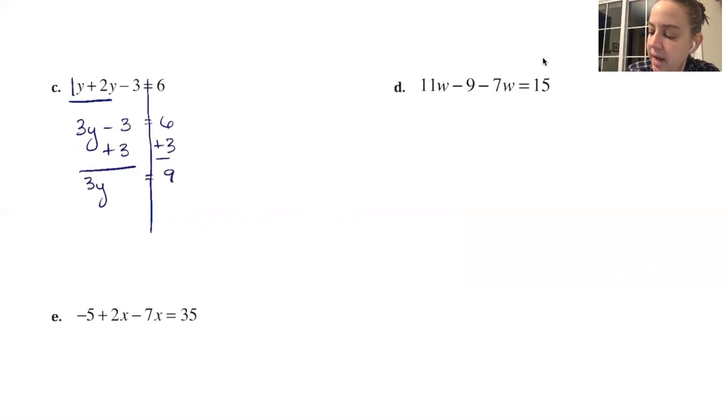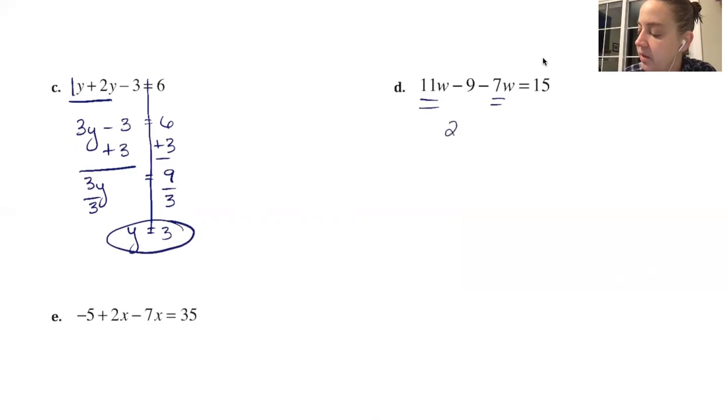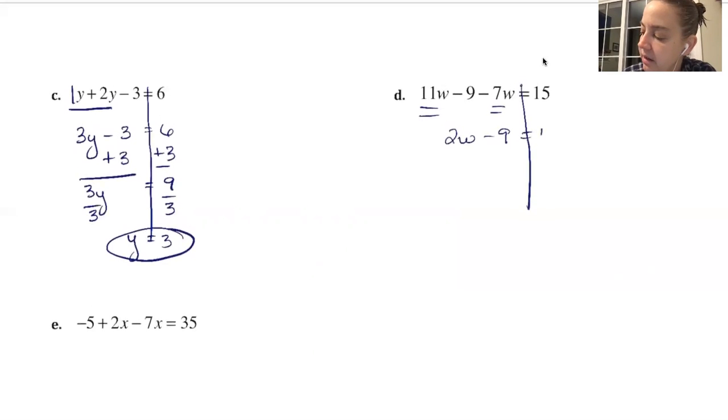6 plus 3 is equal to 9. Divide both sides by 3, so y is equal to 3. In letter D, I see 2w, so 11w minus 7w is 2w, minus 9 is equal to 15. Adding and subtracting comes next, so I add the 9.